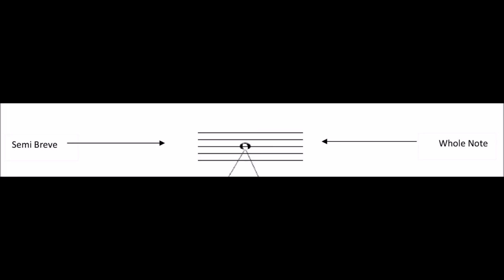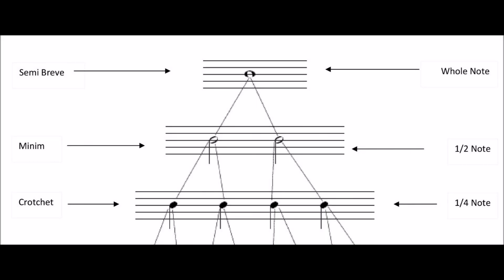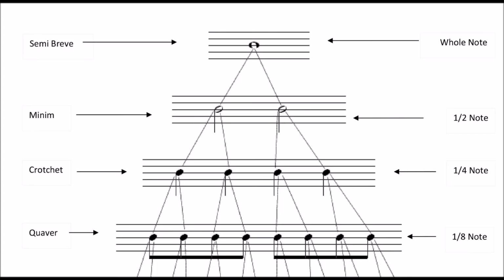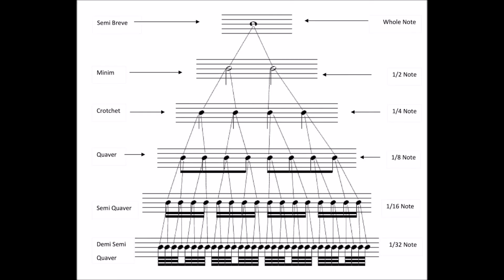Here we go, top of the heap, semibreve, or the whole note, the largest note in duration we can use. Split in half, you've got 2 minims, or 2 half notes. Split those in half and you've got 4 crotchets, or quarter notes. Split those in half and you've got quavers, or 8th notes. Split the 8th notes in half, you've got semiquavers, or 16th notes, and finishing at the bottom, splitting in half again, demi-semiquavers, or 32nd notes.